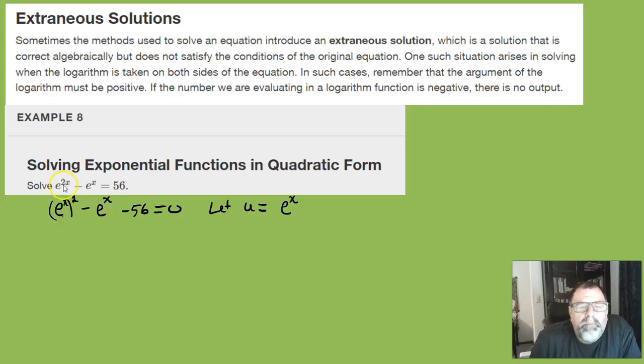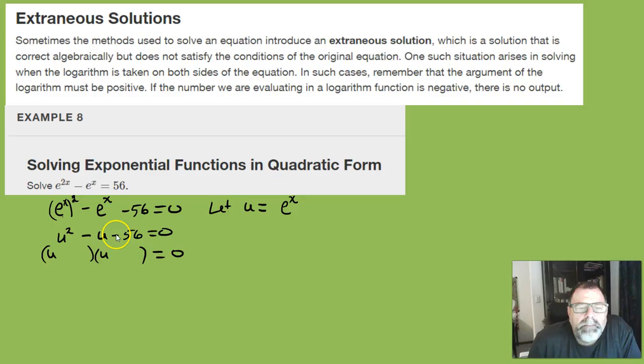And notice what I did, because I was thinking ahead there. 2 times x is the same thing as x times 2, and then using exponent rules I can pull that out as a power. So this becomes u squared minus u minus 56 equals 0. Now this is a quadratic equation that I can solve from what we've practiced many times earlier in the book.